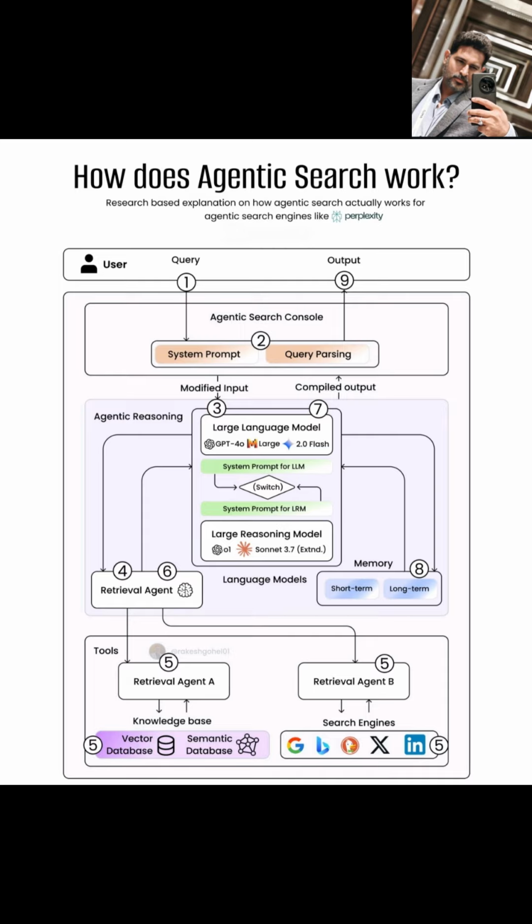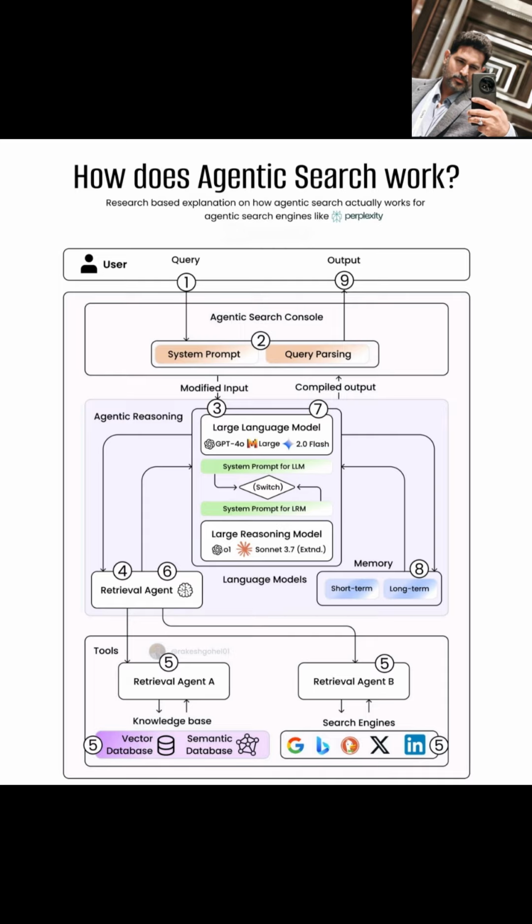Next, we move into the agentic reasoning, 3, phase. This is where the agent part really shines. A large language model, LLM, like GPT-4o or Gemini, plays a central role here. It receives the modified input from the console and the system prompt.